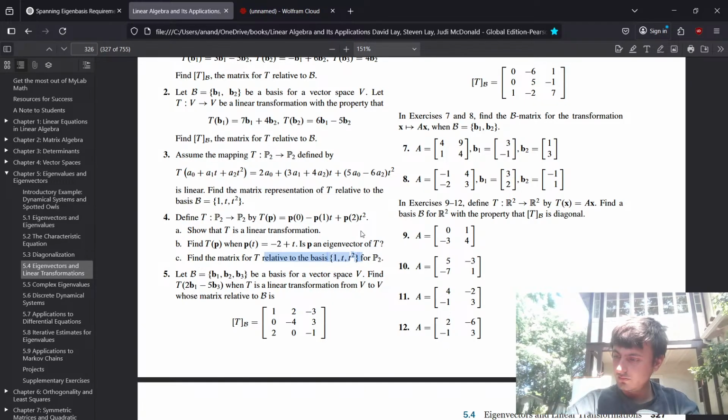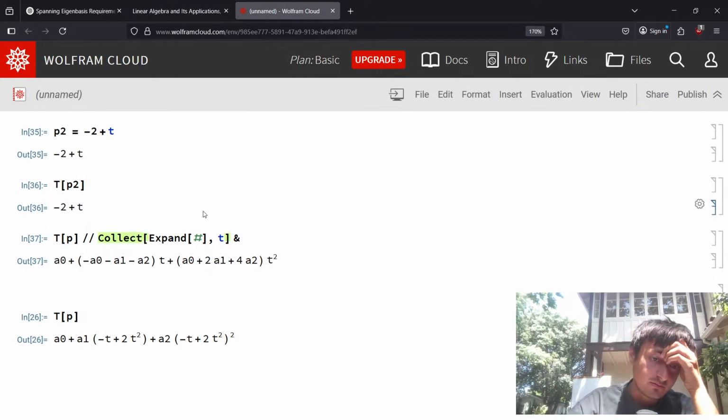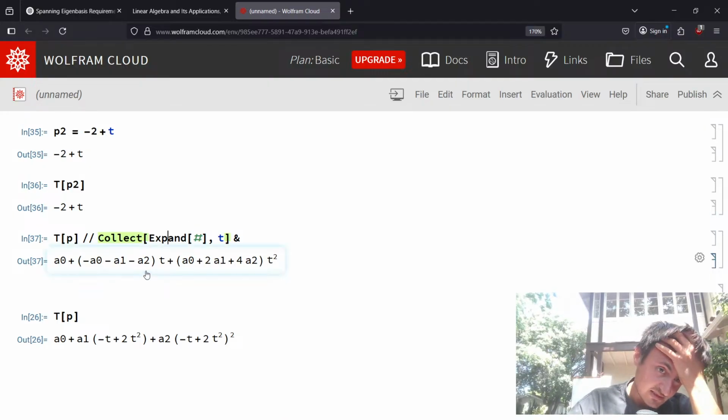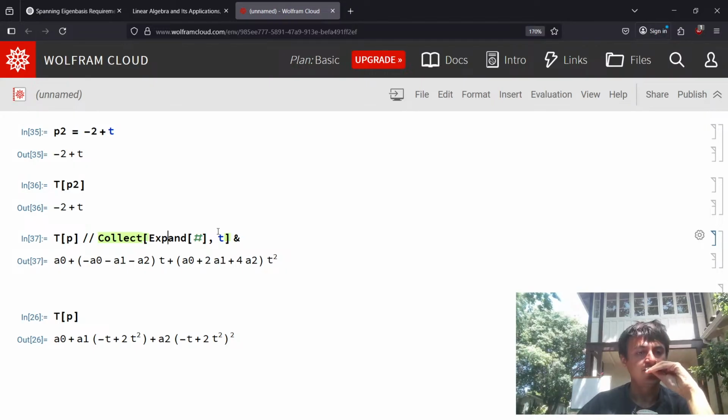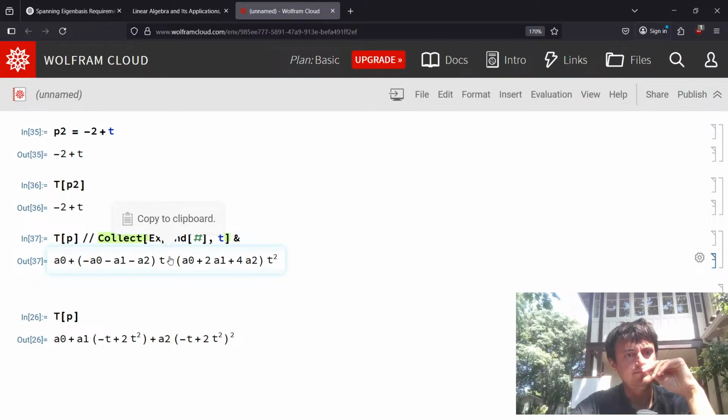So what am I trying to do? Because what is this? This is T of an arbitrary element of P. So if we write this in terms of the basis, I think I did this wrong.